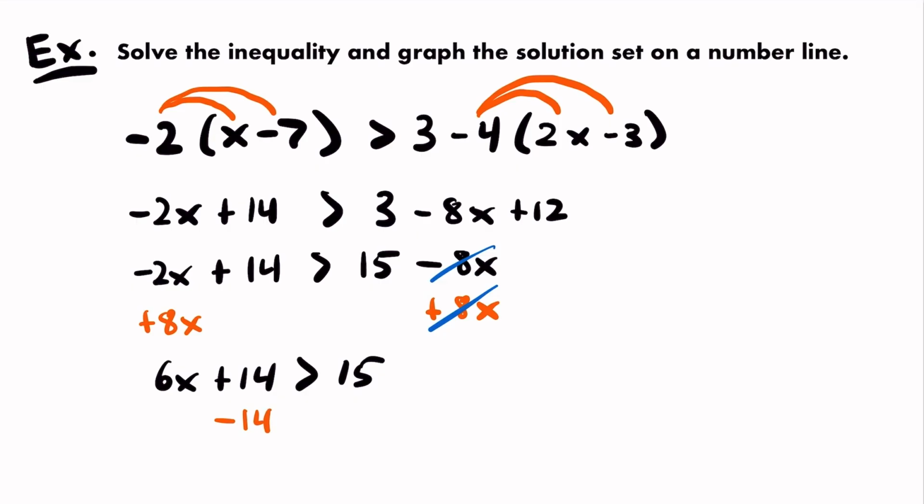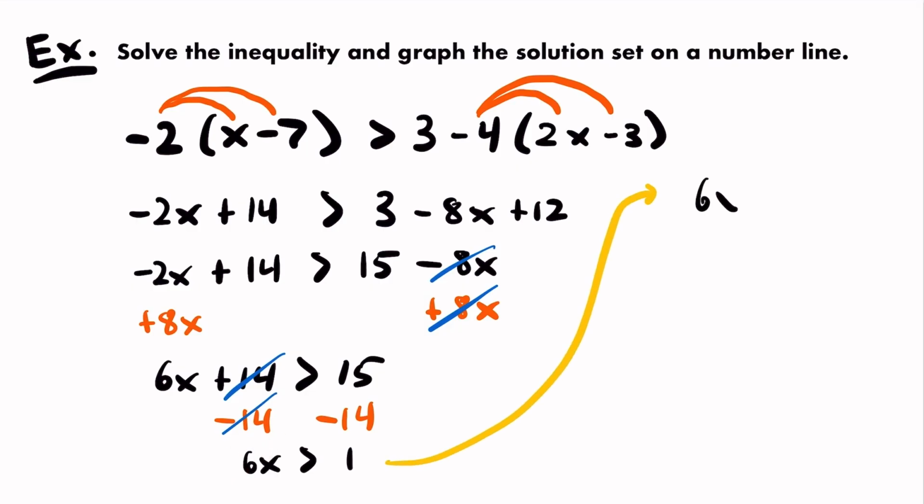I'll subtract 14 from both sides, and so 14 minus 14 becomes 0. So we're just left with 6x is greater than 15 minus 14, which is 1. Okay, and so our final step here to solve for x is to get rid of this coefficient of 6. So what we want to do here is divide both sides of the inequality by positive 6. So continuing our work over here, we currently have 6x is greater than 1, but if we divide both sides by 6, we can solve for x.